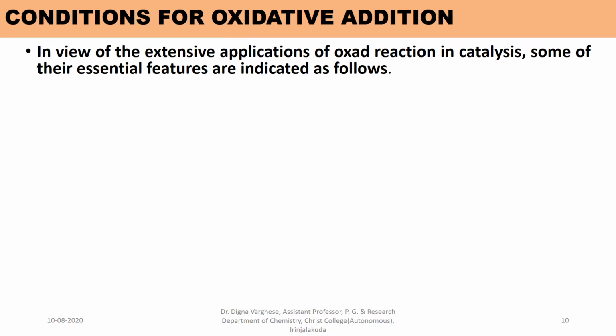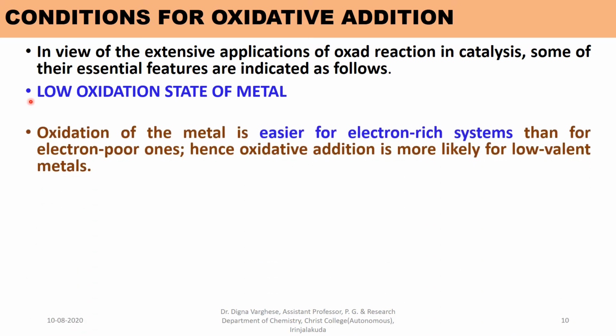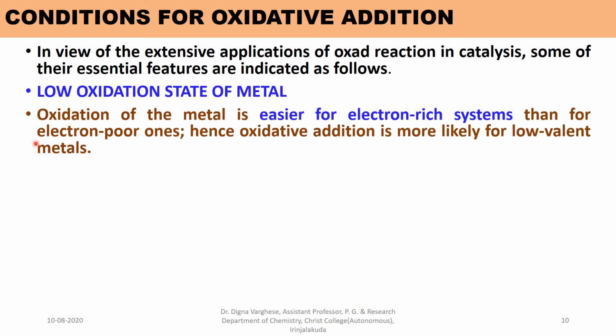Conditions for oxidative addition reaction. In view of the extensive applications of oxidative addition reaction in catalysis, some of their essential features are indicated as follows. First one is low oxidation state of metal. The metal should be in a low oxidation state, that is, an electron rich metal. Oxidation of the metal is easier for electron rich systems than for the electron poor ones. Hence the oxidative addition is more likely for low valent metals.